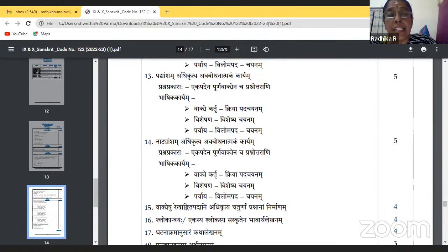Then the next one is Natyamsha, the drama-based question. Any dramatic lesson is included in this question. They will ask one small portion from the textbook, and same as above, Ekapadena, Purnavakyena, Bhashika Karyam. All the 3 contain 5 marks each.